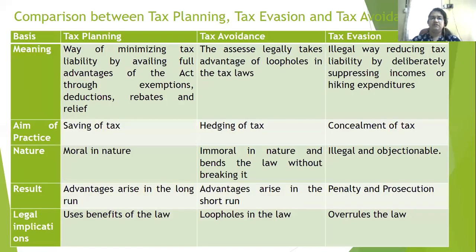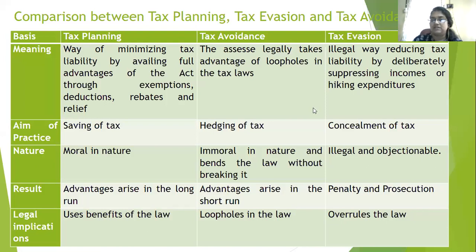Now, this table gives a very clear comparison between the three terms we have discussed till now: tax planning, tax evasion, and tax avoidance. Now, what happens in tax planning? Tax planning is a legal way of minimizing tax liability by taking full advantage of the Act through exemptions, deductions, rebates, and reliefs. Whereas in tax avoidance, the assessee legally takes advantage of loopholes in the tax laws.